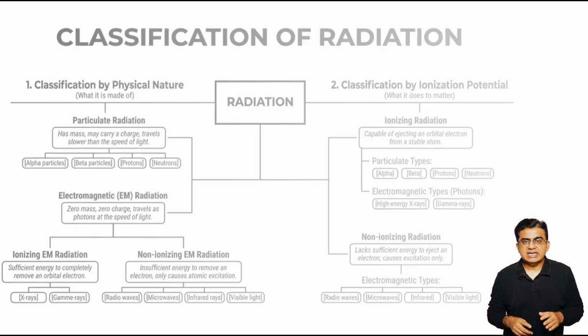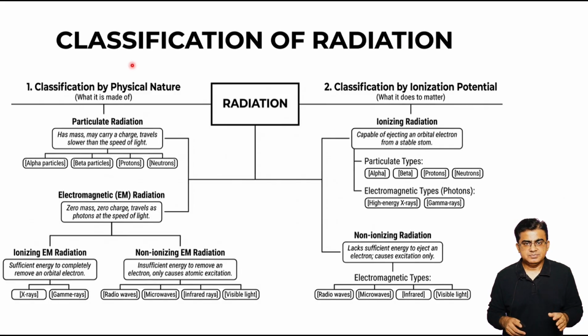This slide shows the classification of radiation. This is an important slide and I am going to spend a lot of time on this slide to explain you. So listen and watch carefully. Look at this complex and busy flow chart. There is some overlap between some types of radiation. Let us understand it.